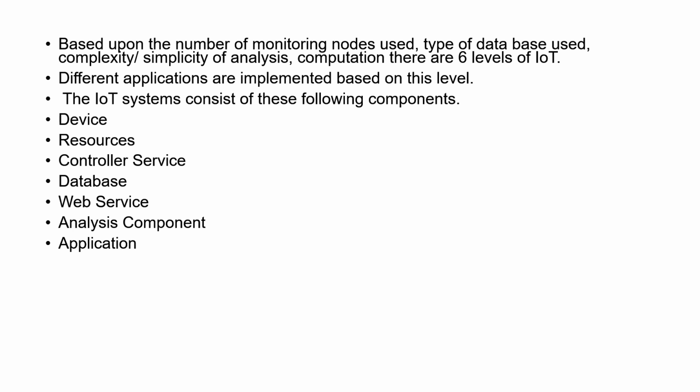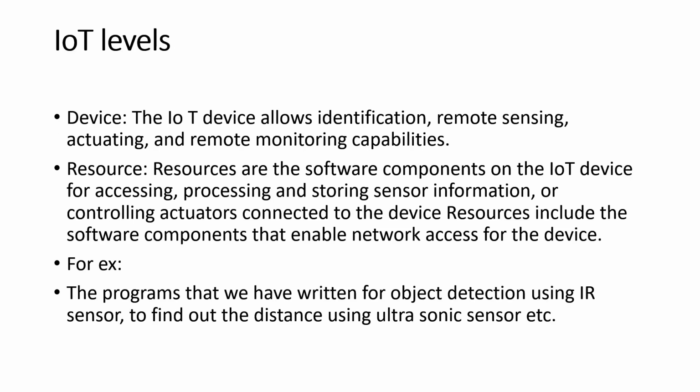Based upon the number of monitoring nodes used, the type of database used, and the complexity or simplicity of analysis and computation, there are 6 levels of IoT. Different applications are implemented based on these levels. The IoT system consists of the following components: device, resources, controller service, database, web service, analysis component and application. IoT levels. Device. The IoT device also allows identification, remote sensing, actuating and remote monitoring capabilities.